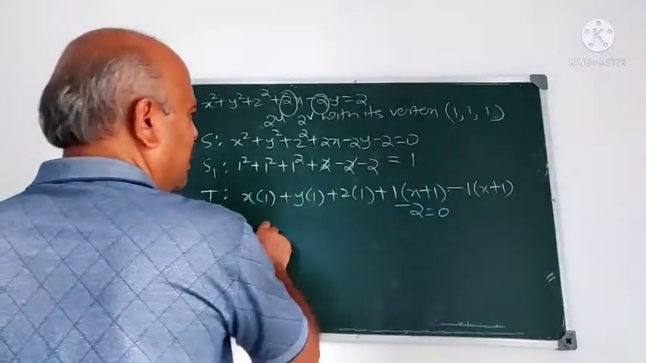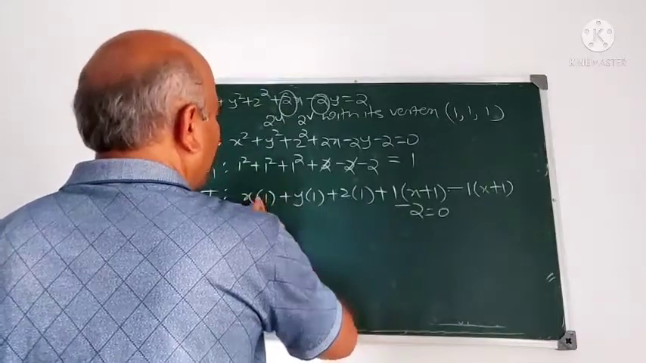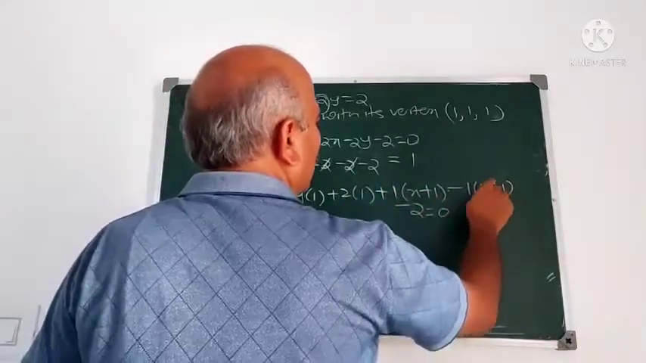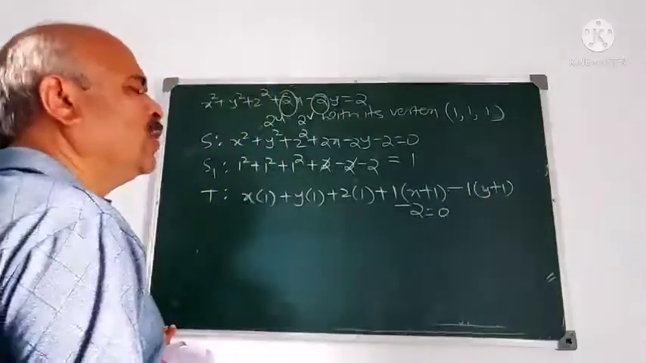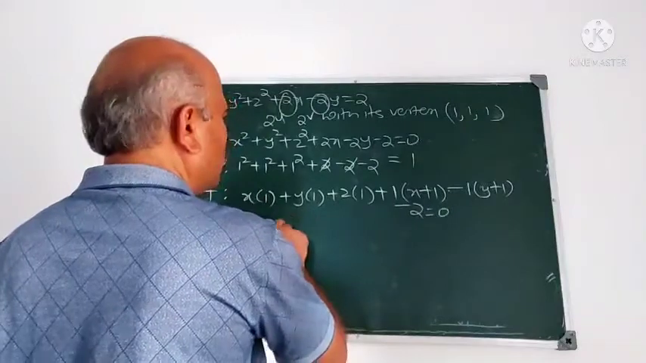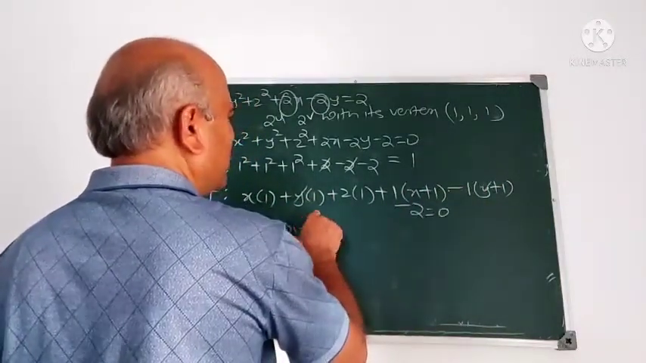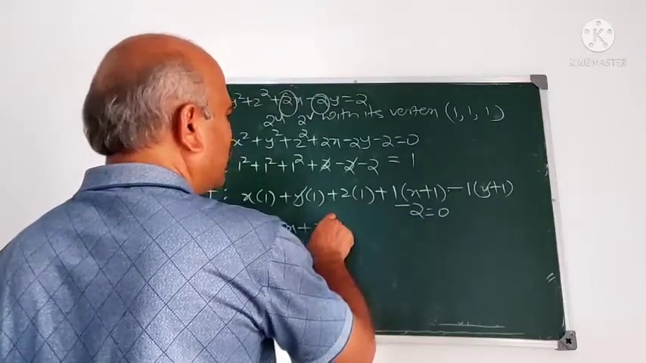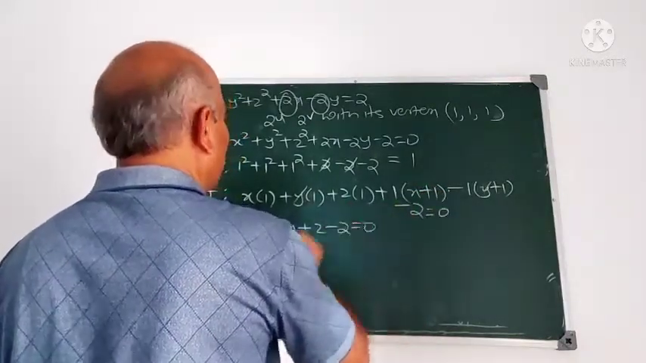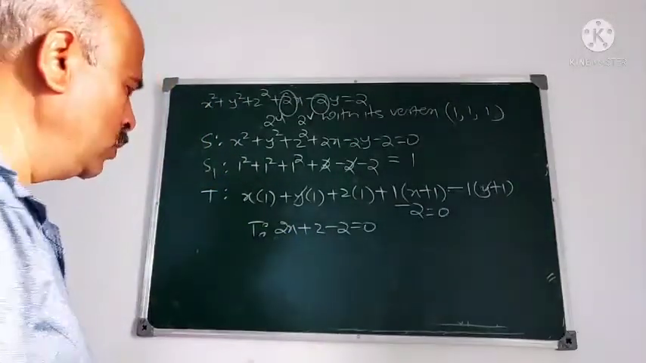Therefore, it is x x1 plus y y1 plus z z1 plus u into x plus x1 plus v into y plus y1 plus w into z plus z1 is 0, but w is absent here. x plus x gives 2x, and the y terms cancel. So 2x plus z, what is the constant term? Minus 2 is equal to 0. This is T. Am I correct? 2x plus z minus 2.